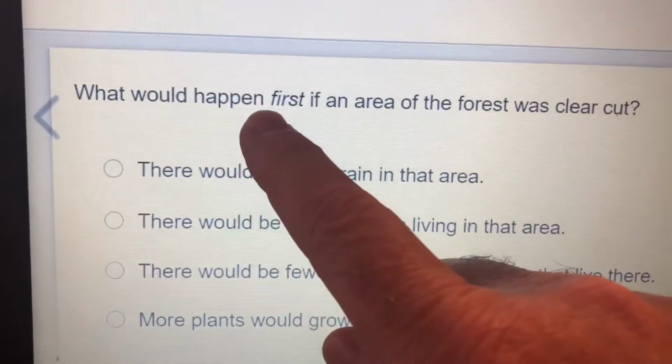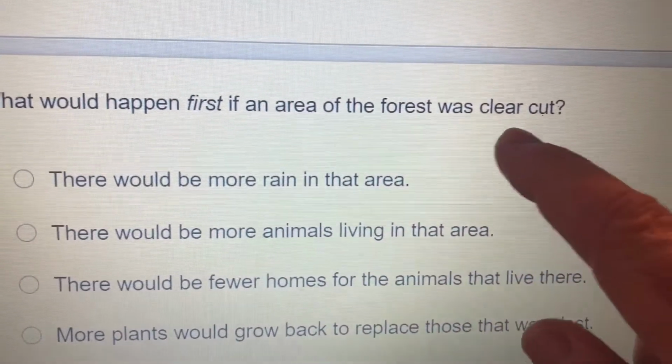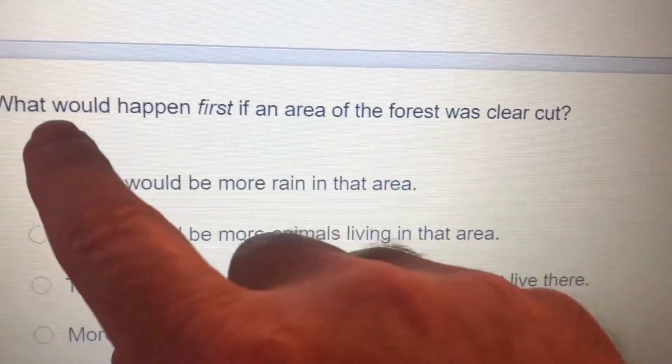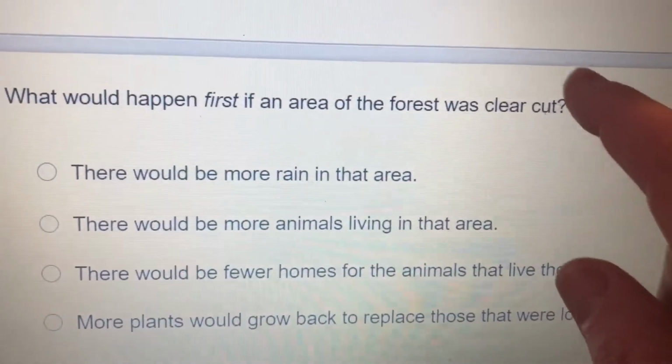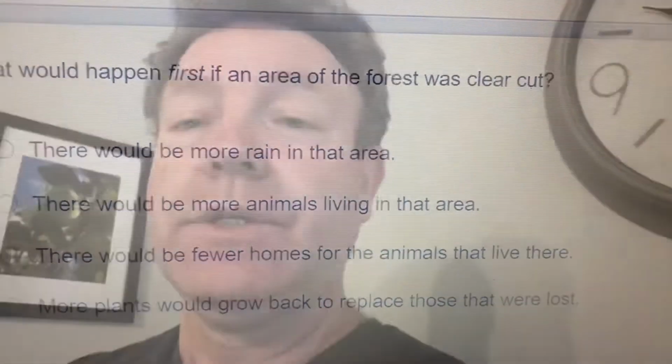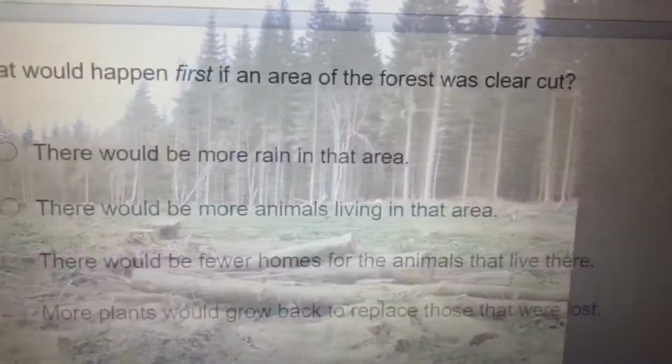What would happen first if an area of the forest was clear cut? Okay? So what would happen first if an area of the forest was cut, was cleared? Okay? So remember our strategy. We create a mental picture, a mental movie in our brains about it. So we know what a forest is. So if we were to clear out an area of that forest, what would happen first? So imagine that, okay? So what would happen first? So we have to use our common sense here.